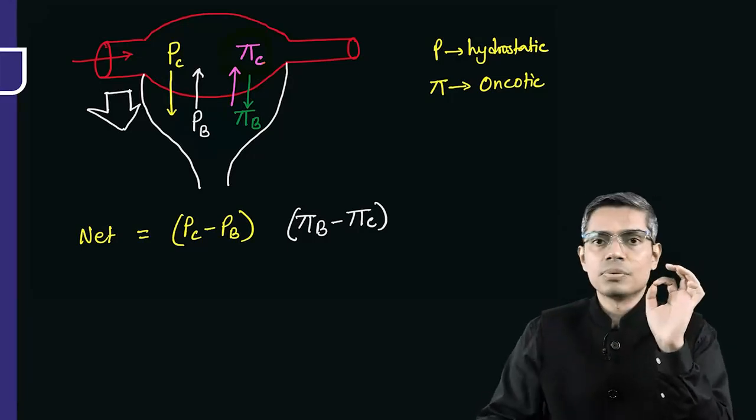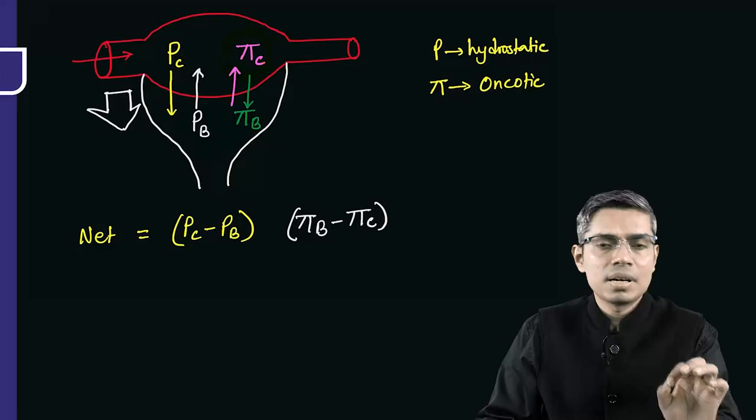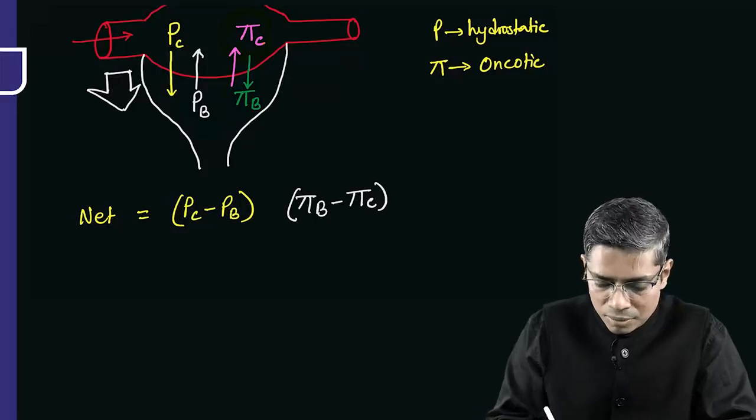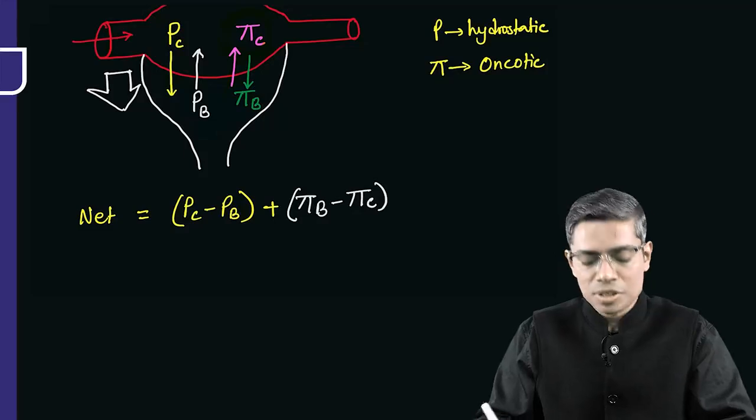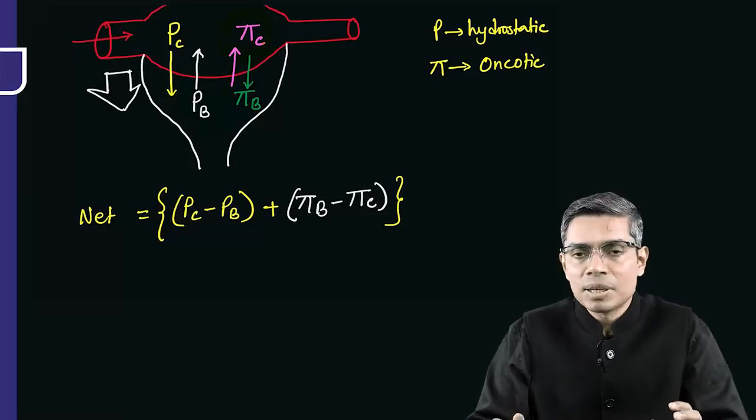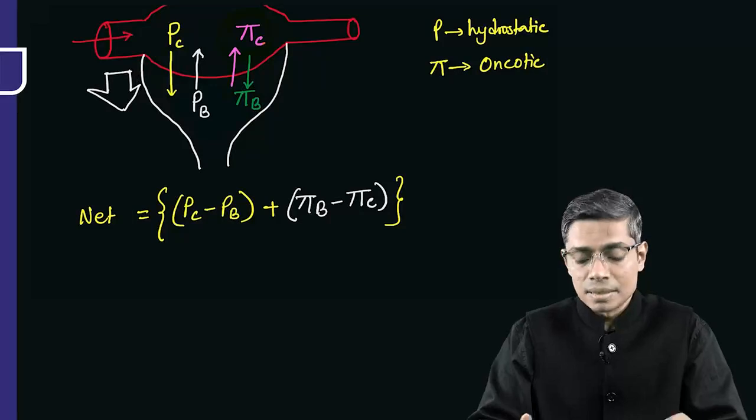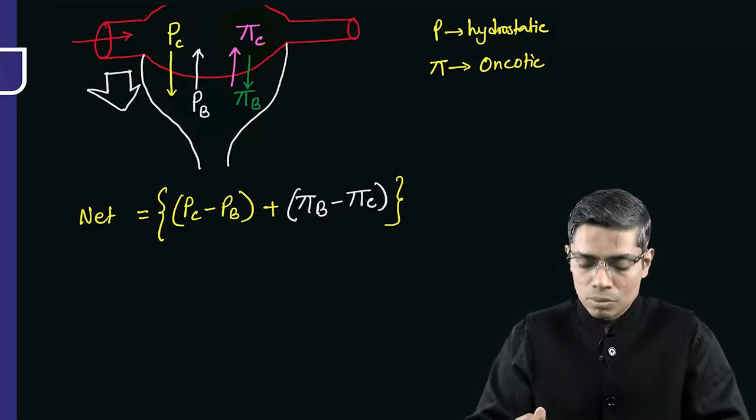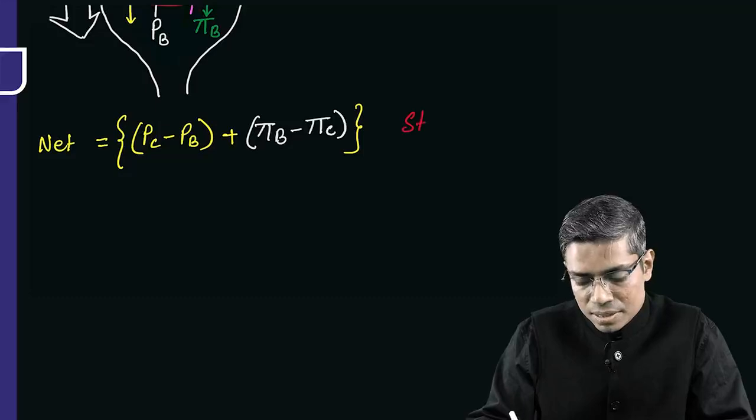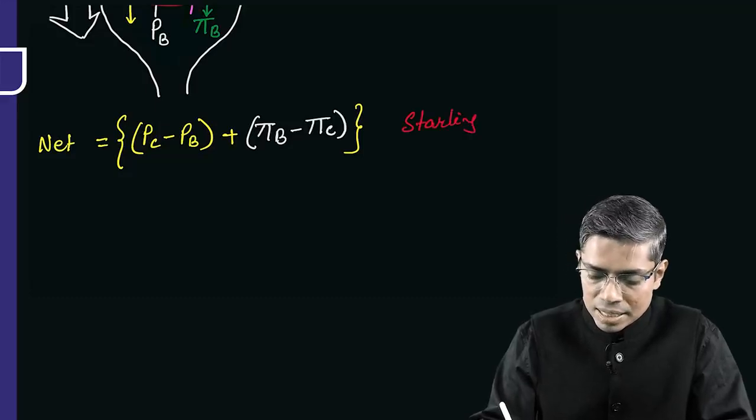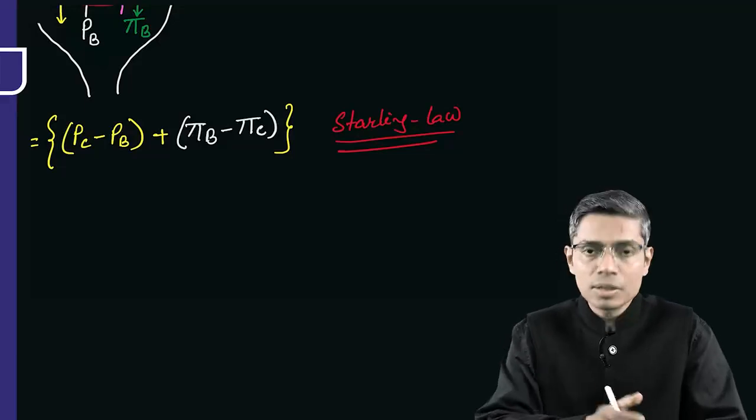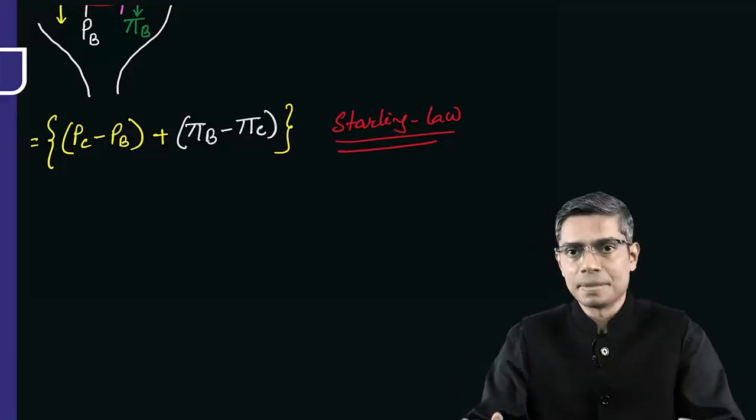Now, if I ask you what is the net force at the level of the glomerular capillary, you will say that it is the combination of hydrostatic pressure plus oncotic pressure. This is the total net force acting at the level of the glomerular capillary. This kind of equation was first discovered by Starling. That's why this is known as the Starling law or Starling formula, which is not only applicable in the glomerular capillary, it is applicable in every capillary.